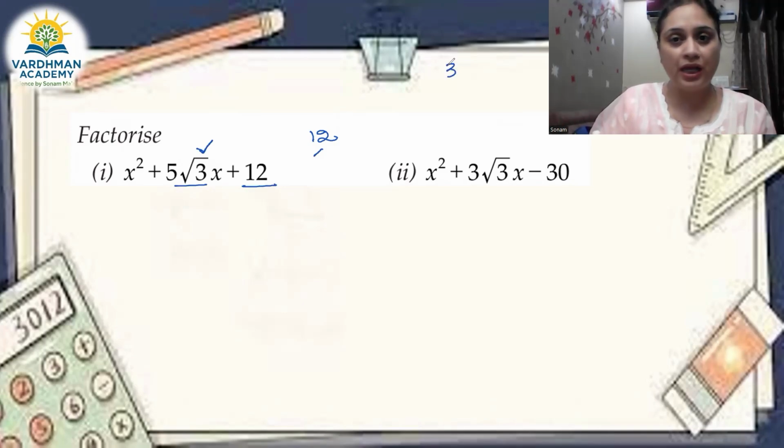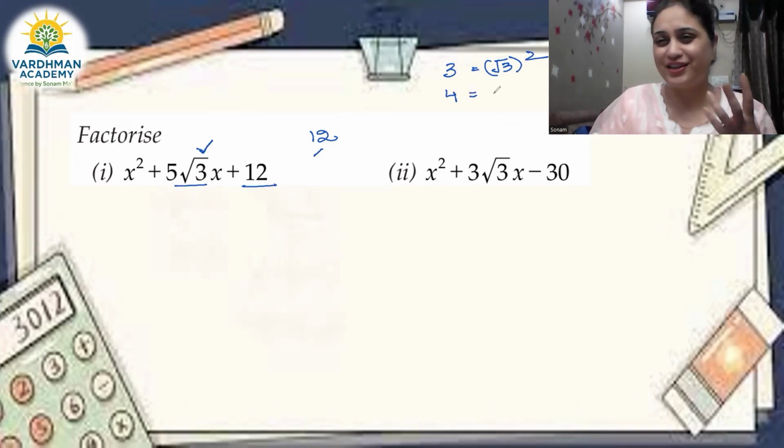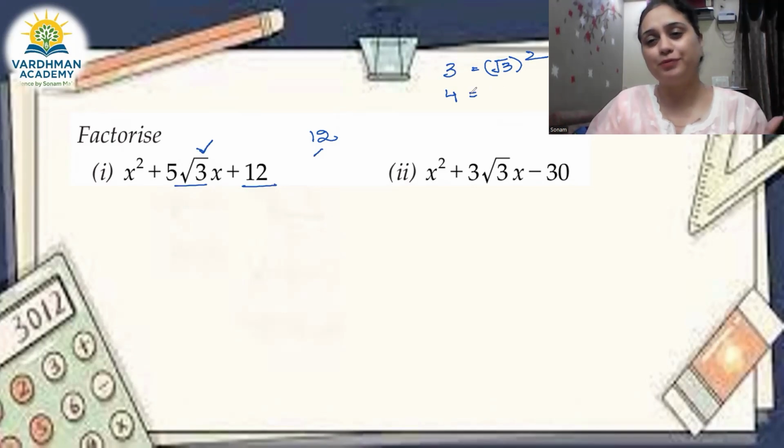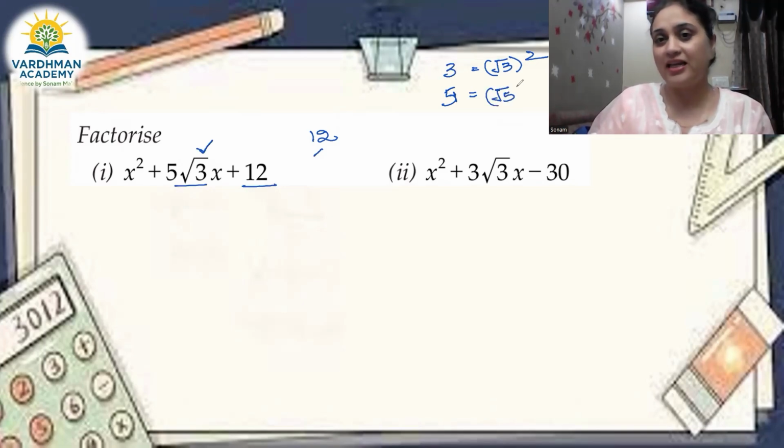So if I'm saying 3, 3 is a square of square root 3. If I'm saying 4, 4 itself is a square number. Let's take 5, children. So 5 is √5 squared. It's a square of its square root. Every number is a square of its square root.